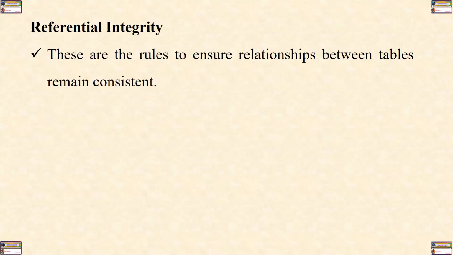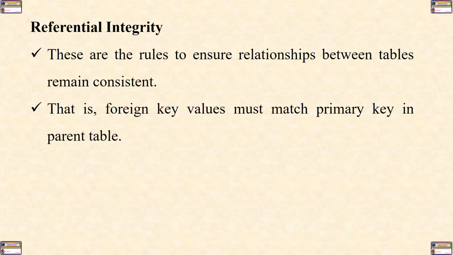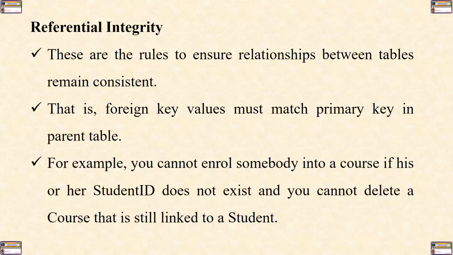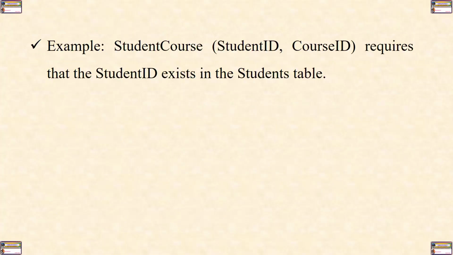Let's also look at what we call referential integrity. What is referential integrity? This is setting rules that ensure relationships between tables remain consistent. That is, foreign key values must match primary key in parent table. For example, you cannot enroll somebody into a course if his or her student ID does not exist. And you cannot delete a course that is still linked to a student. Very important.